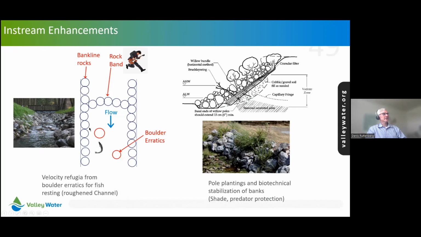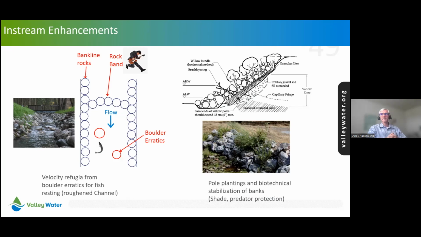To help stabilize a roughened channel, you might want to put lines of large rocks on the edge, and then provide some sort of grade control. You could put cross weirs of large rocks to help stabilize your vertical profile.